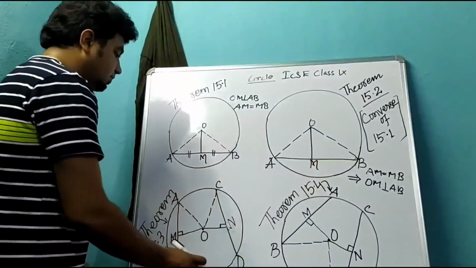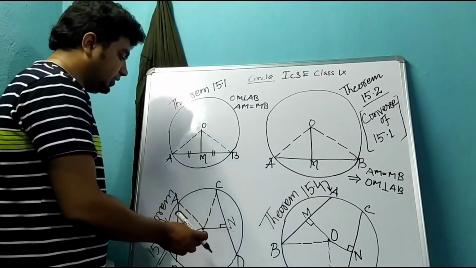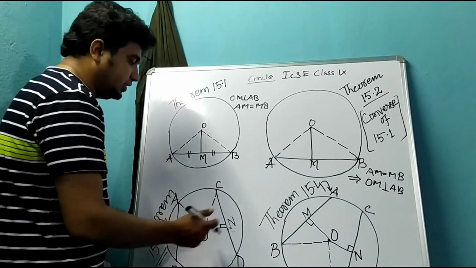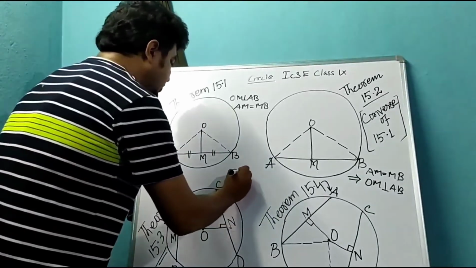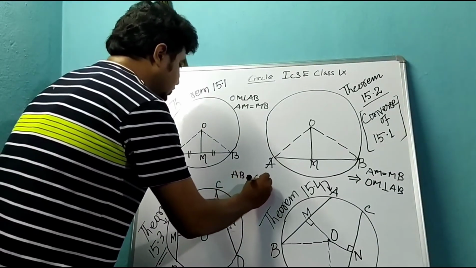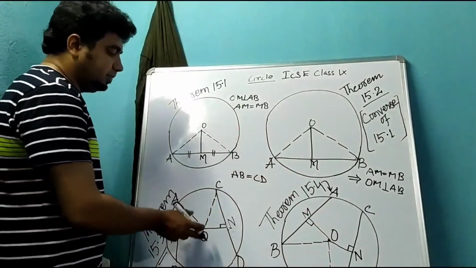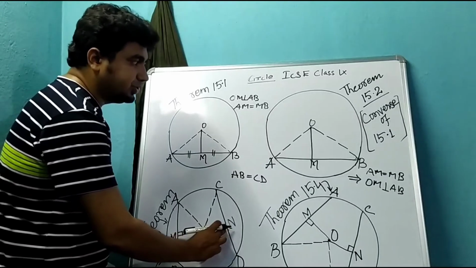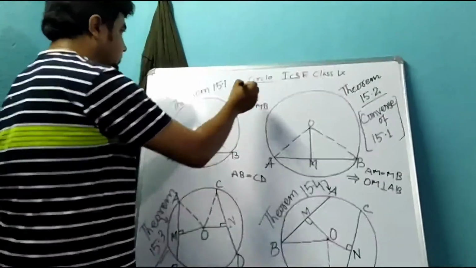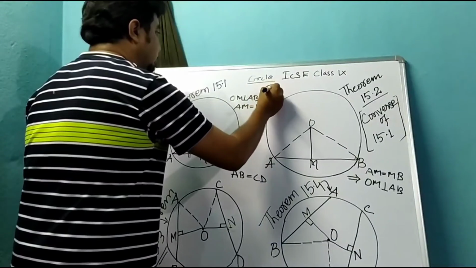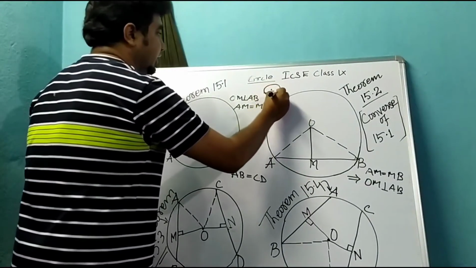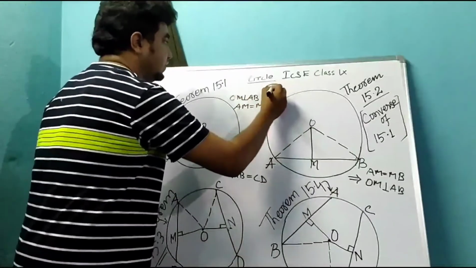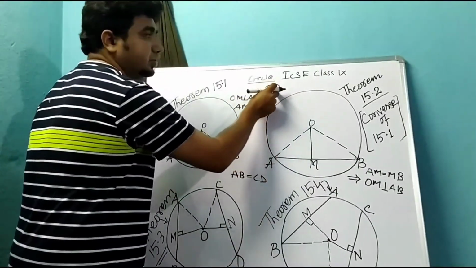Now the third theorem: if the lengths of the chords are equal, meaning AB is equal to CD, then the distance from the center will also be equal. Why am I saying the distance from the center is also equal? Because suppose this is the center and here I am drawing one chord and here another chord. If the distance from the center is the same, the length will also be the same.